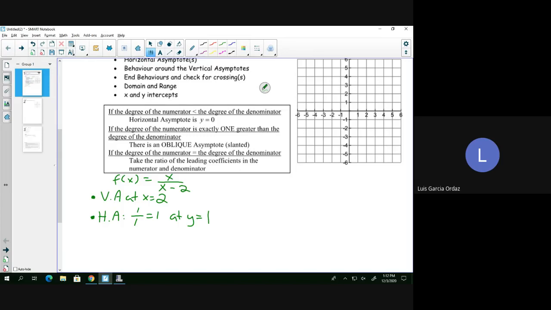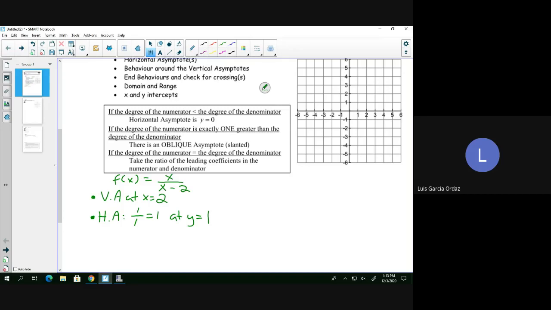Okay, so if the degree of the numerator is less than the degree of the denominator, then the horizontal asymptote is 0. Okay, if the degree of the numerator is exactly one greater than the degree of the denominator, there is an oblique asymptote, which is slanted. Okay, and if the degree of the numerator is equal to the degree of the denominator, we want to take the ratio of the leading coefficients in the numerator and denominator and find out what the ratio is.